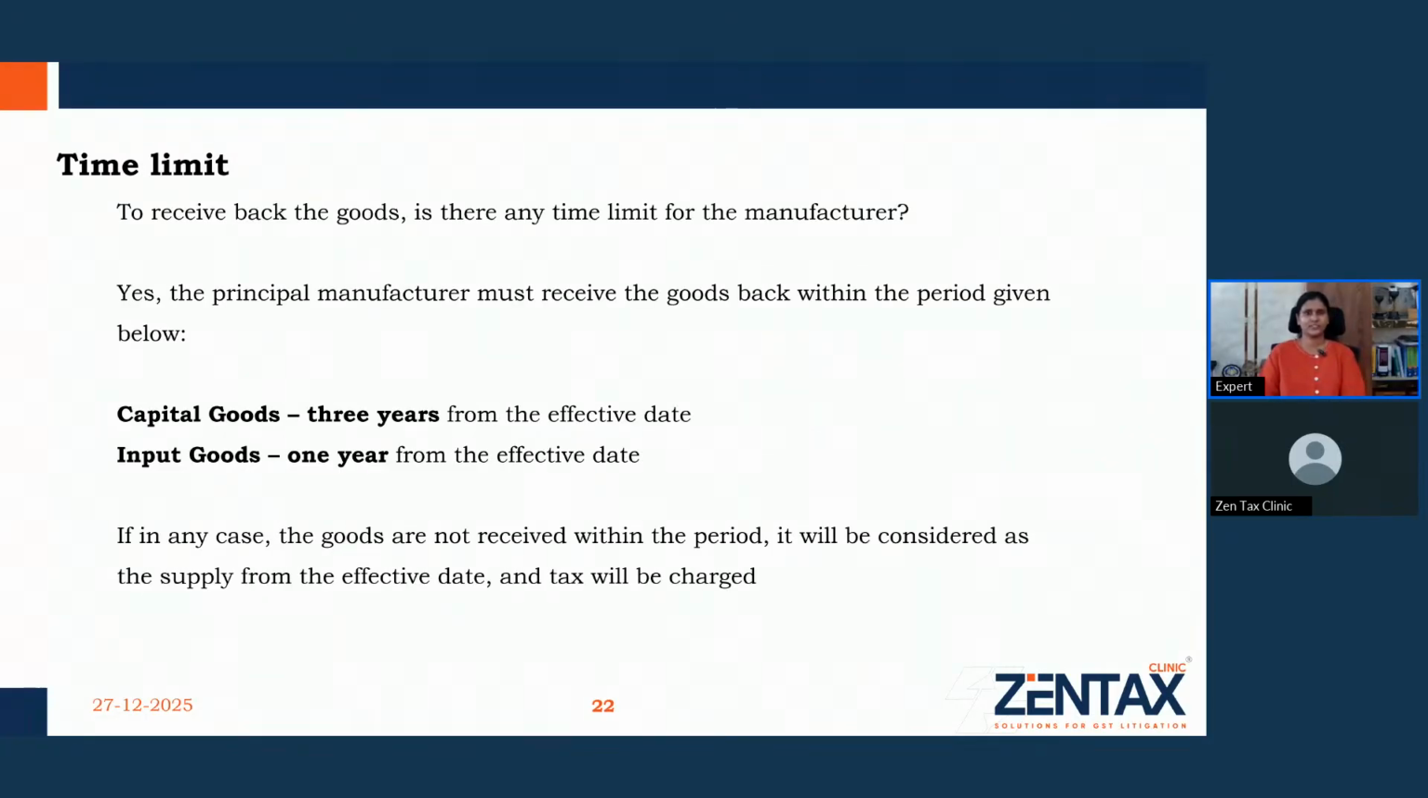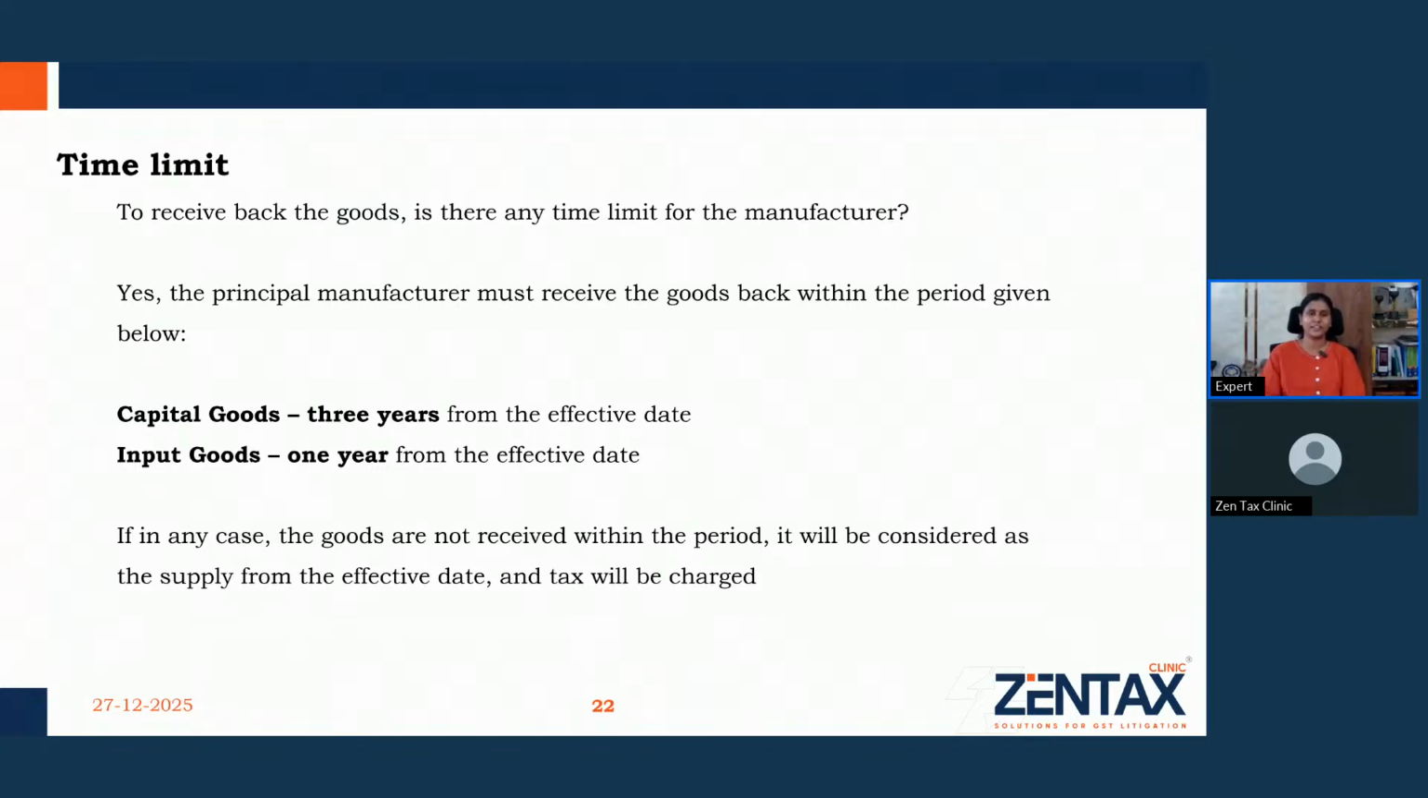We will see the time limit to get back the goods which were sent for job work purposes. To receive back the goods, there is a time limit for the manufacturer. The principal manufacturer must receive the goods back within the period. In case it is a capital goods, the goods should be returned back within 3 years from the effective date.